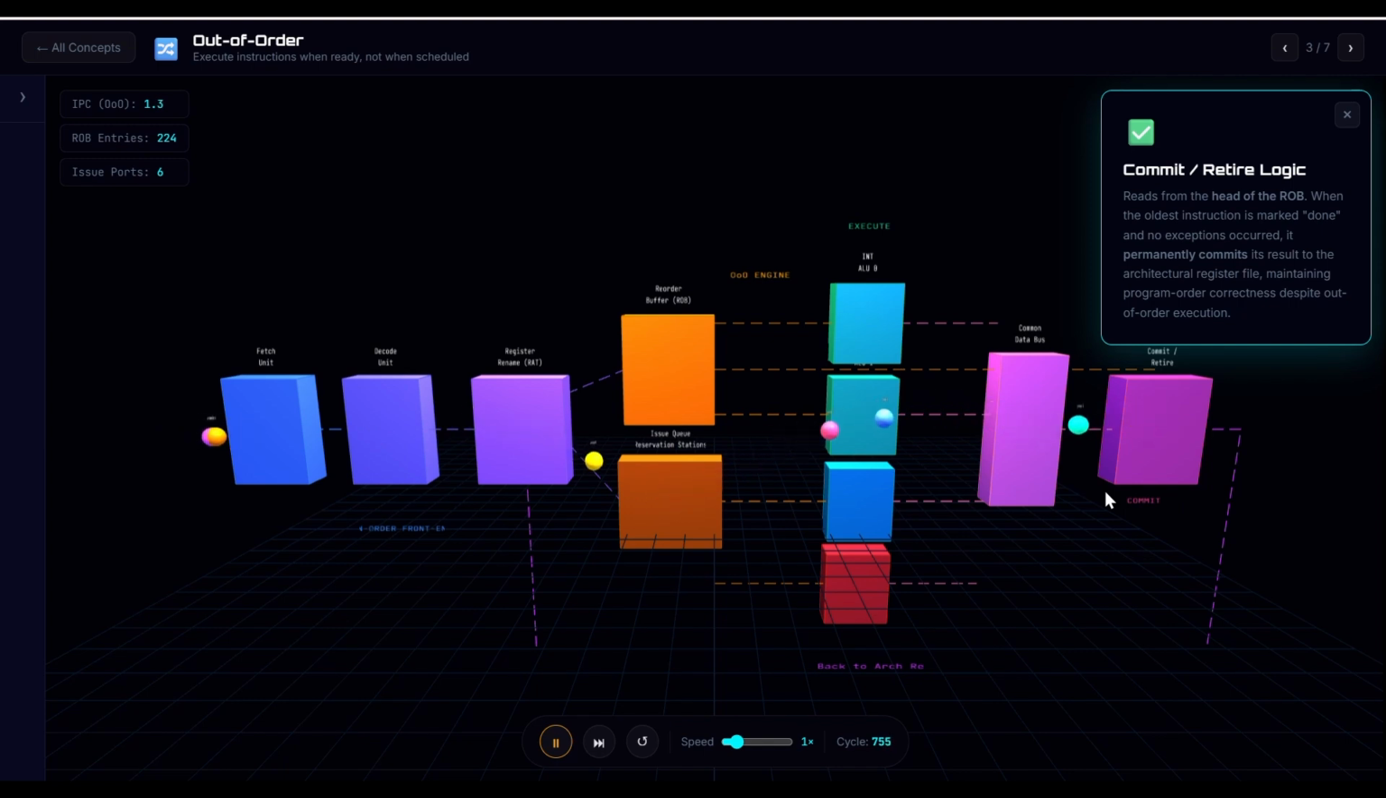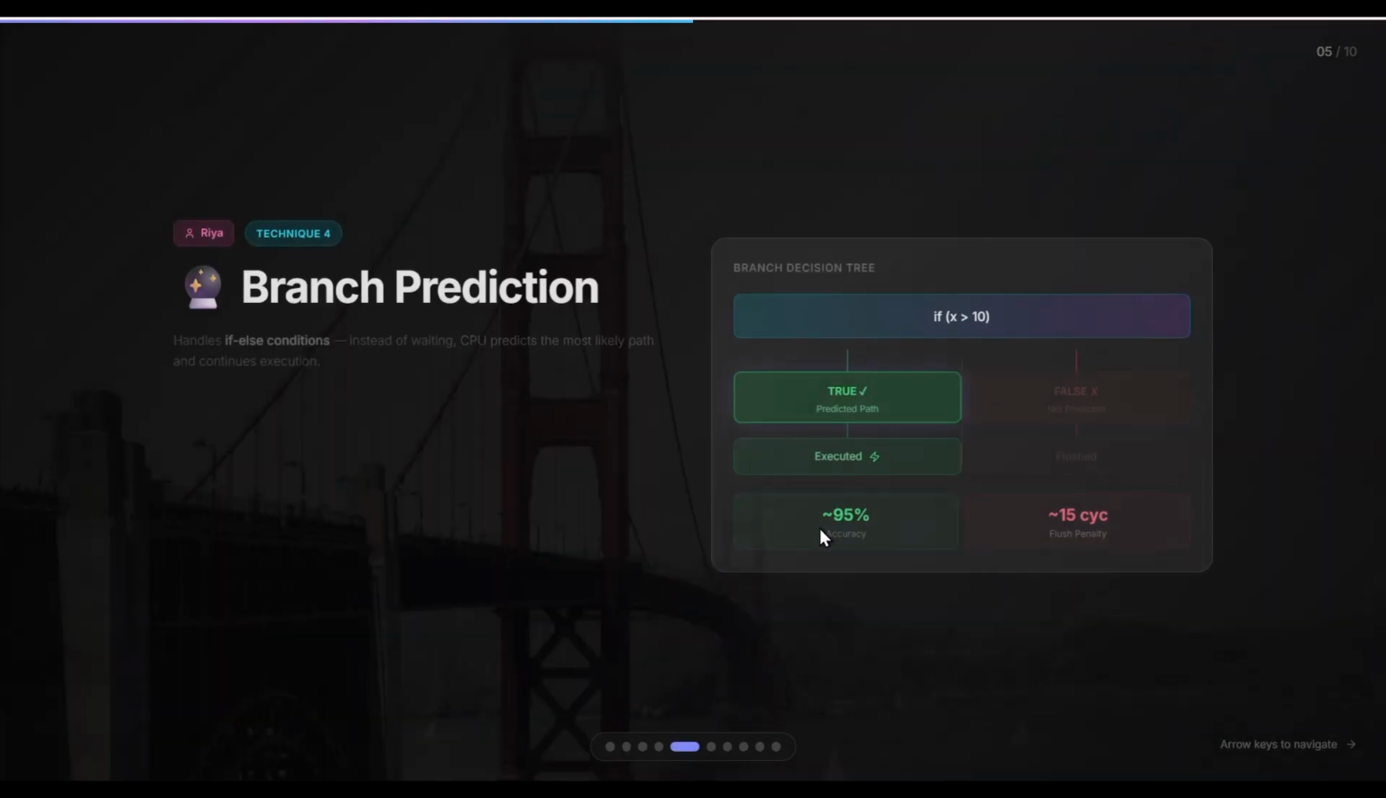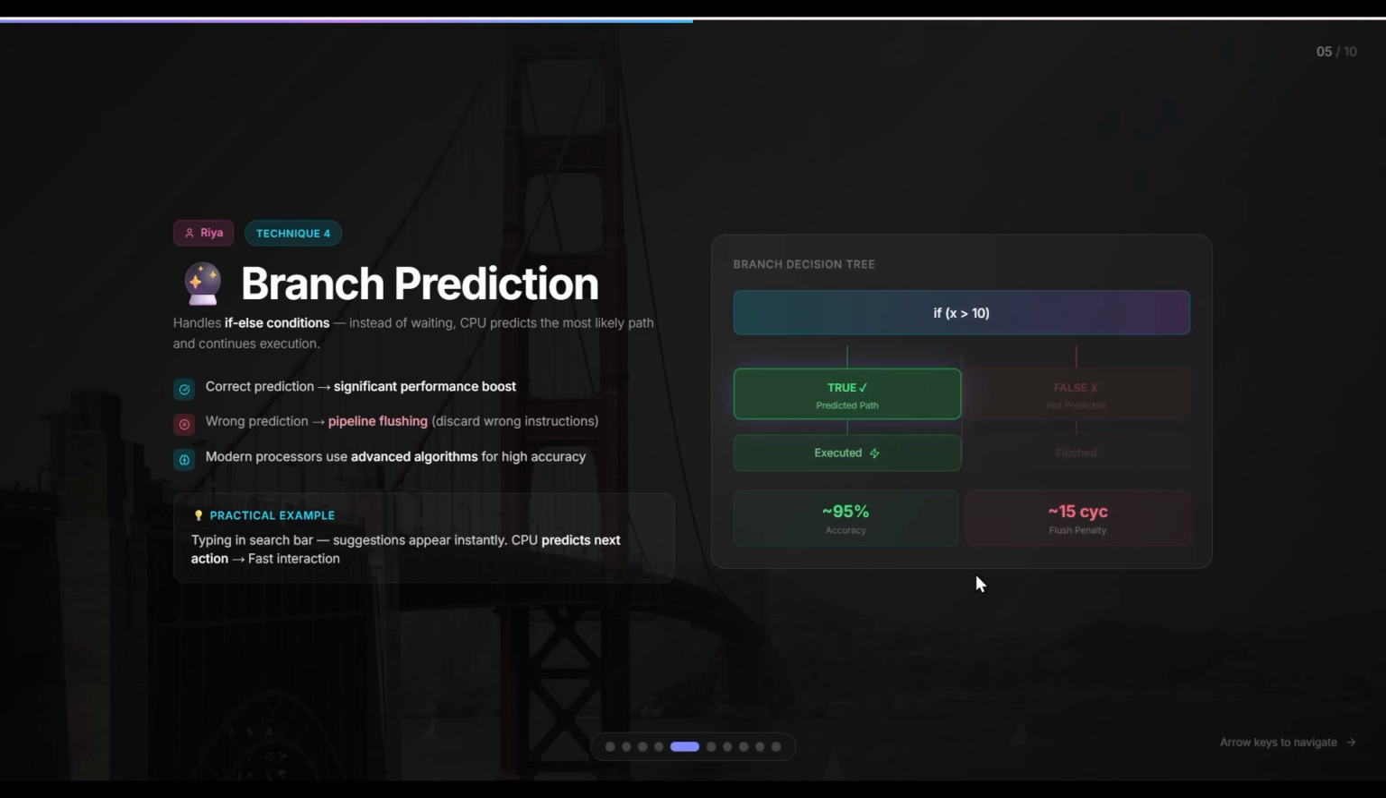And now, after this rescheduling and reordering of the tasks, the CPU at the end commits the task and continues its execution as normal. Now, the third part will be explained by my friend Ria, which is branch prediction.